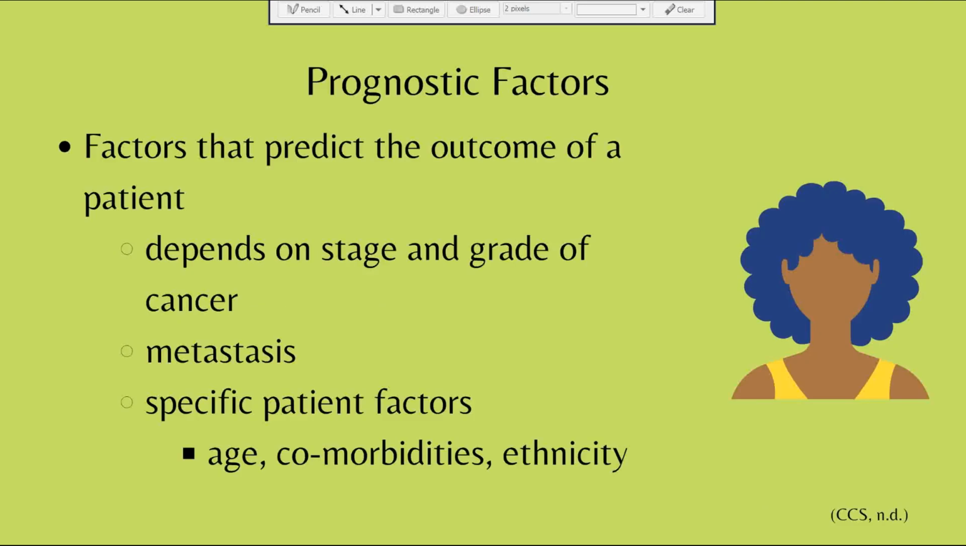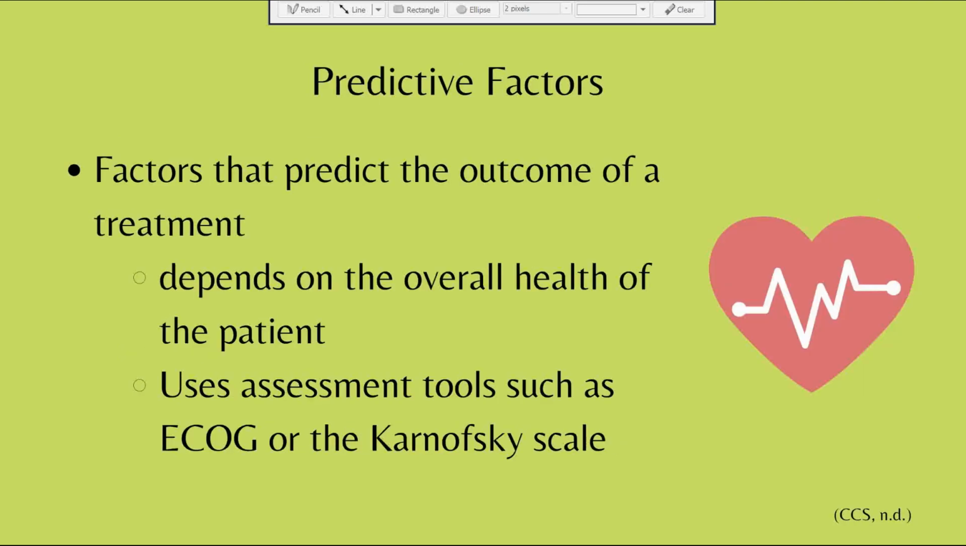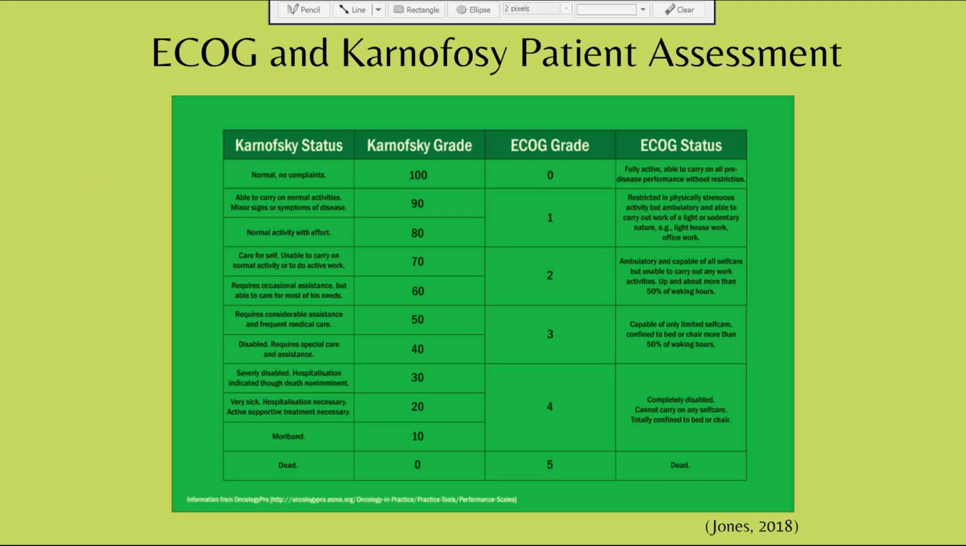Prognostic factors play a big role in the outcome of a cancer patient. It depends on the stage and grade of cancer, depends on metastasis, and specific patient factors such as age, comorbidities, and ethnicity. Predictive factors predict the outcome of the treatment. They depend on the overall health of the patient and use assessment tools such as ECOG or the Karnofsky scale. Here is what both of these assessments look like.